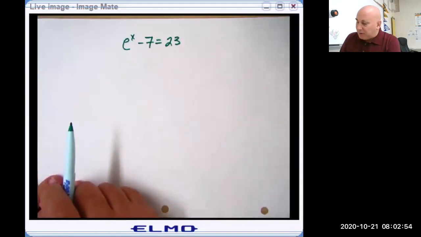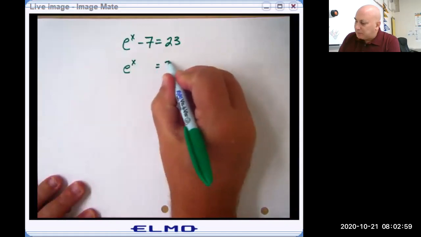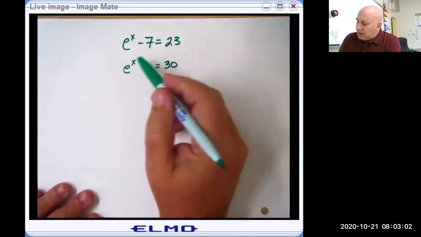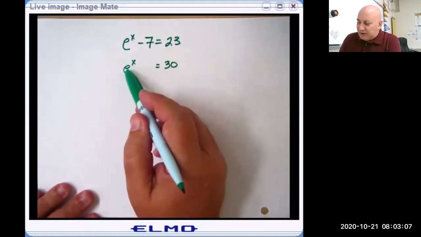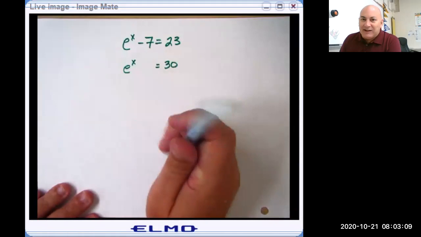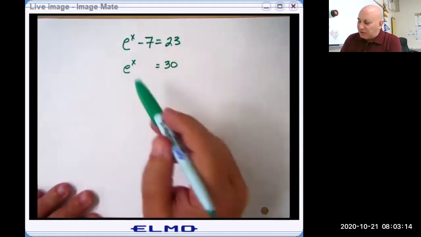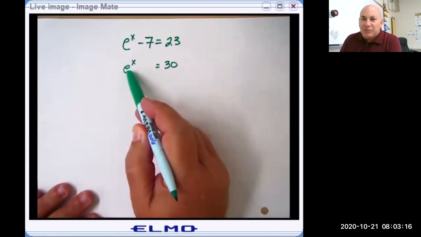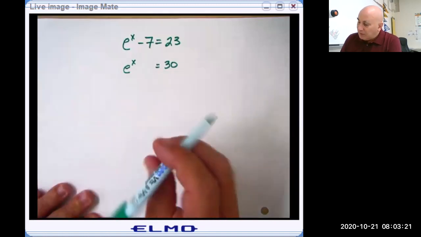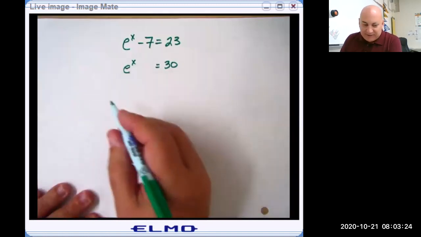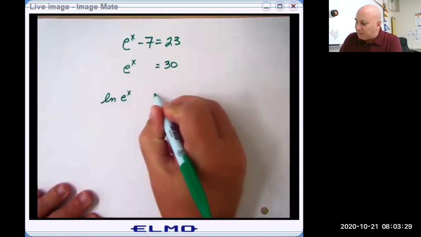Alrighty, here's our next problem. Clearly I need to add 7 to both sides. Now, how do we undo an exponential with base e? Answer that to yourself. What is the inverse function of an exponential with base e? Well, it would be the logarithm base e, or the natural log. So I'm going to take the natural log of both sides.